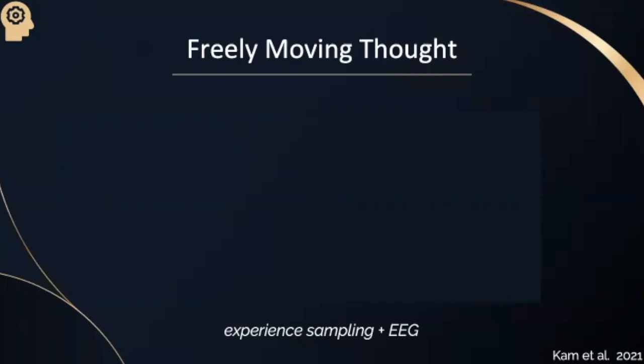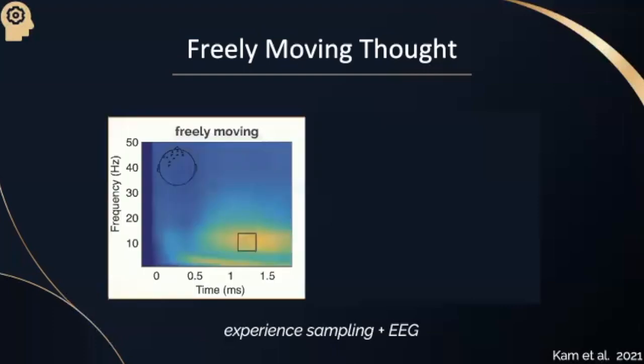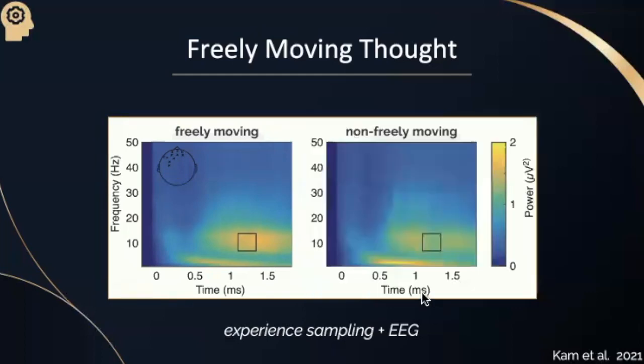Again, in combining experience sampling with EEG, we found that alpha power, as shown here by this yellow patch, over frontal sites were significantly increased during these freely moving thoughts compared to non-freely moving thoughts, as shown here. This is consistent with past findings that have implicated frontal alpha activity in creative processes, suggesting that this frontal alpha marker may be generally involved in these sort of divergent thought processes.